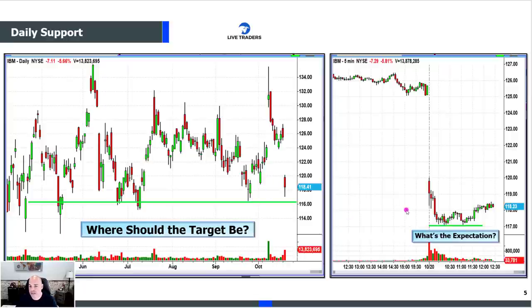So not only are you understanding where your target's going to be, you're understanding where the turn should be, where the stock's likely going to pivot in a micro time frame. We're not talking about this thing going back to 127. We're talking about this thing getting back to 119 or 120. So it's really helpful to know where that is.